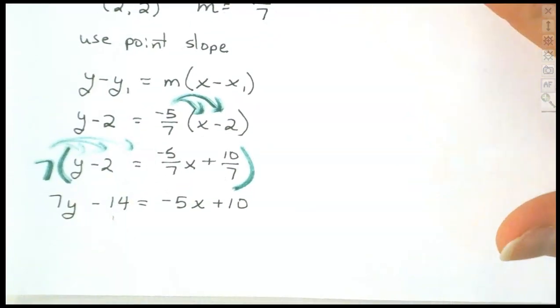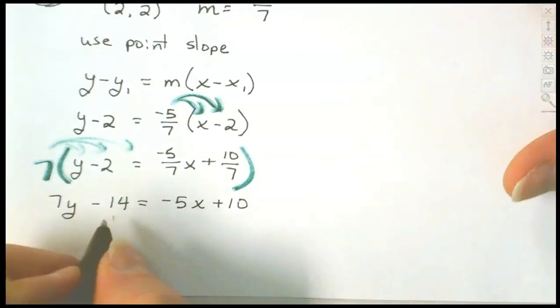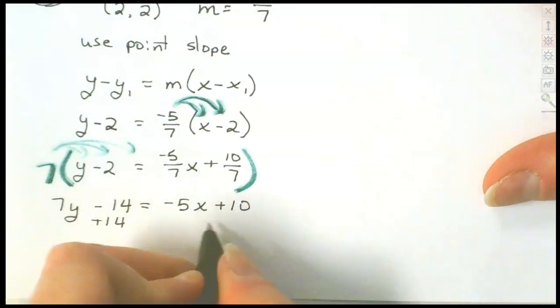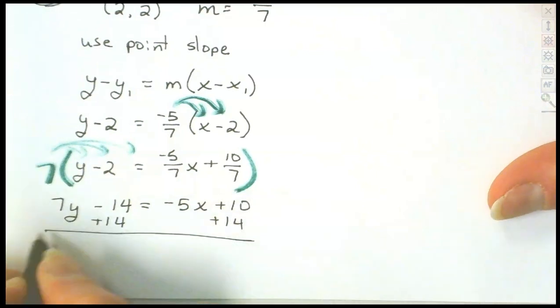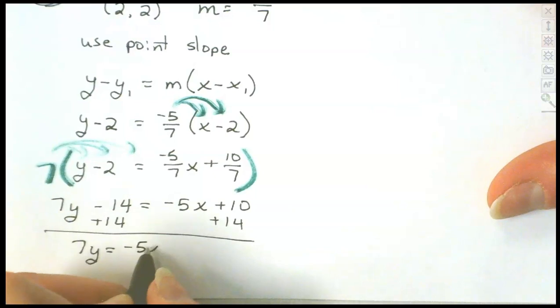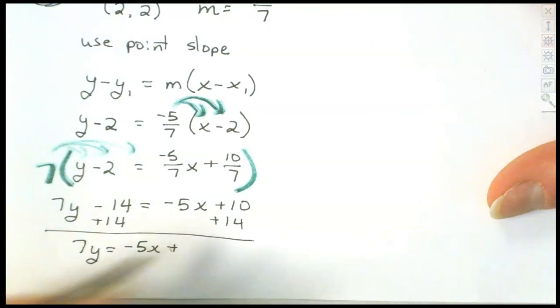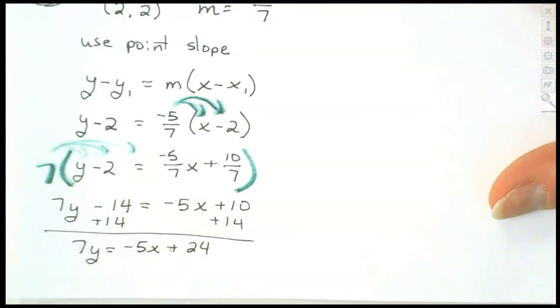What's our goal? Remember, our goal is to get this to be y equals. That's what we want. When we are done with this problem, we want it to be y equals. So how do we do that? Add 14. And that is now 7y equals minus 5x plus, it looks like 24.